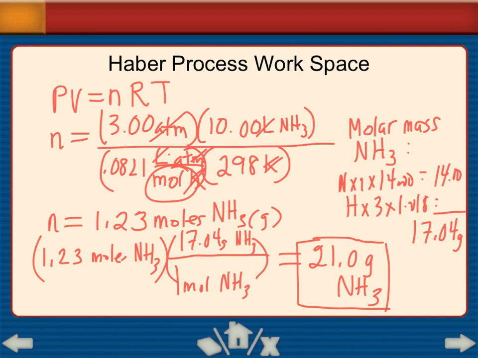Okay, and that's how the first problem works. If you want to see this worked out again or in a different way, you can look at your textbook. And that's it for the Haber process to produce ammonia. Hope that was helpful.